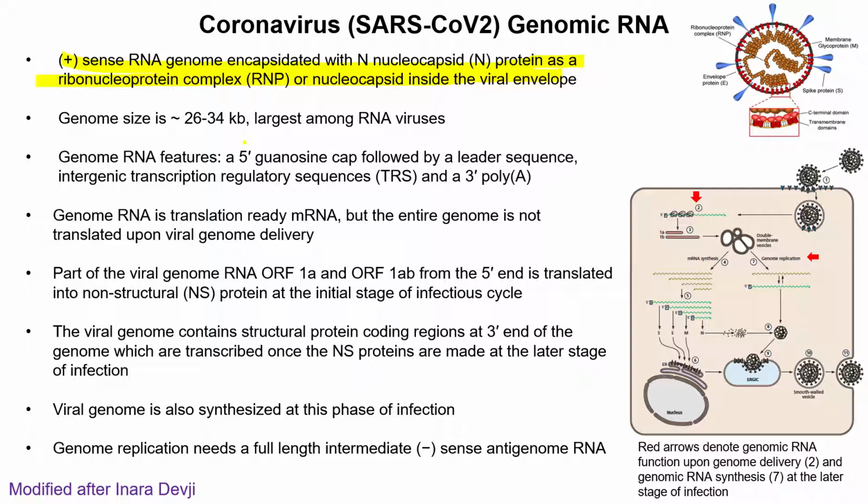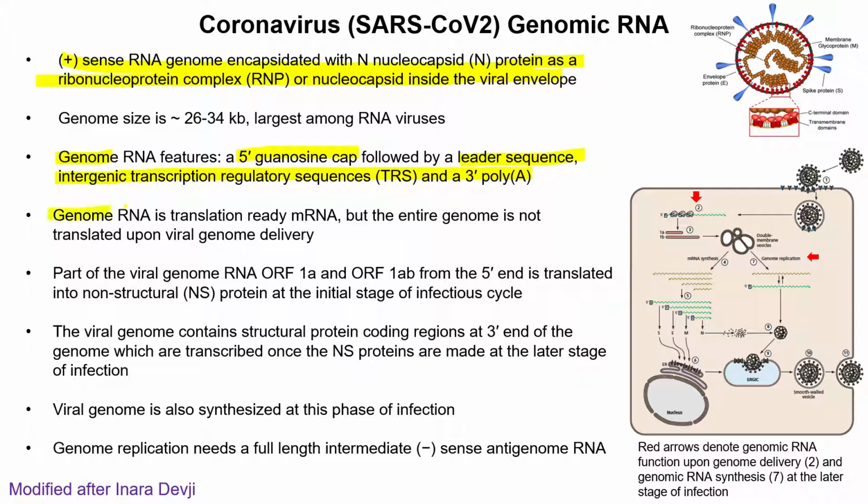The genome size is about 29,634 bases. Remember that the coronavirus Wuhan strain has approximately a 30 kb genome, but that's the average. What are some of the features of the genome RNA? You have a 5' cap followed by a leader sequence, which is not made into a protein. Then you have intergenic transcription regulatory sequences and a 3' poly A tail. Just know these, but I'm not going to ask about them, because what a leader or a TRS is will not make much sense, so that's not needed.